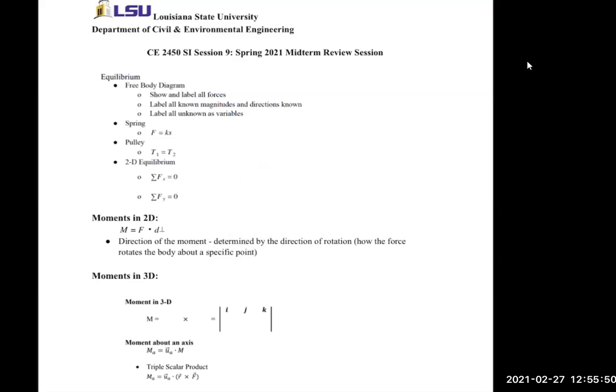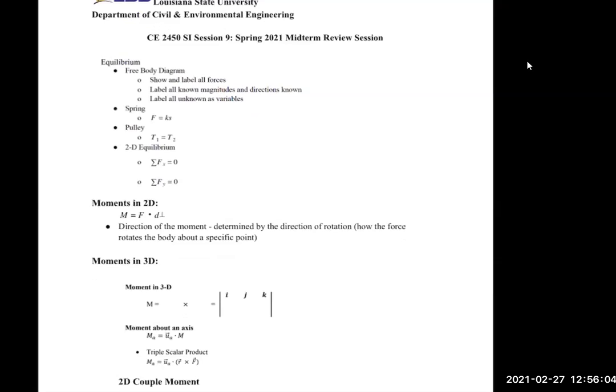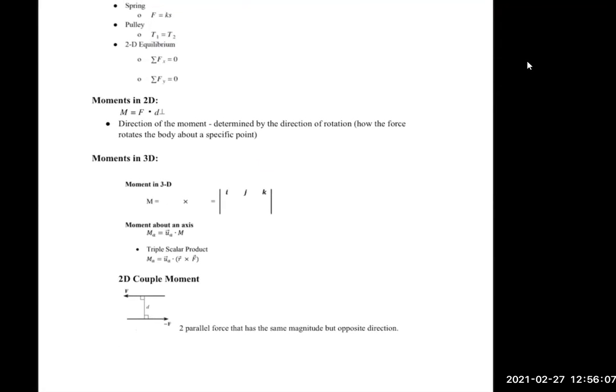Okay, the equilibrium equations. Like I said, guys, these equations are going to be extremely helpful. You're going to use them through the whole statics class. So summation of forces in the x direction, summation of forces in the y direction. Moments in 2D: moment equals the force multiplied by its perpendicular distance. If the force doesn't generate any perpendicular distance to the point where you want to find the moment, then the moment is simply 0. The direction of the moment is determined by the direction of rotation, how the force rotates the body about a specific point.